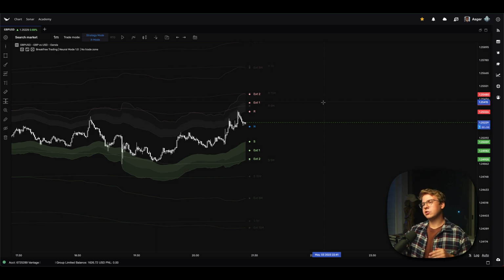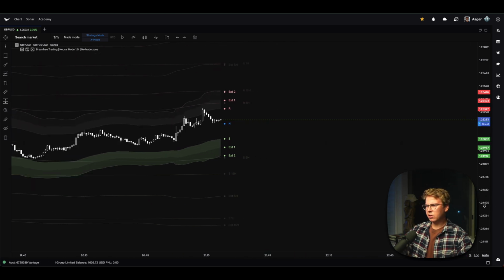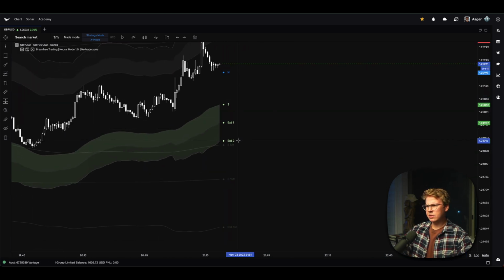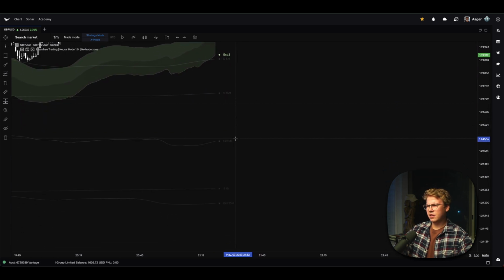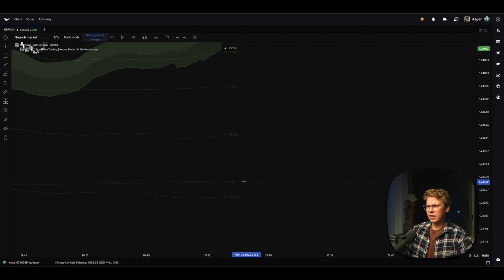What Neural Mode is doing here is constantly mapping, on multiple time frames, these inefficiencies of what is happening. You can see that right here it says support, extension 1, extension 2. Up here it says resistance, extension 1, extension 2. But if we look a little closer, you can also see a line that says support 5 minute, support 15 minute, support extension 5 minute, support 1 hour, and extension 15 minute.